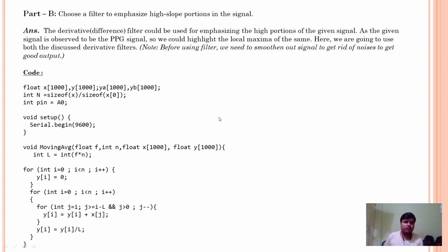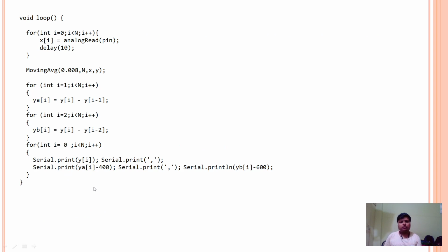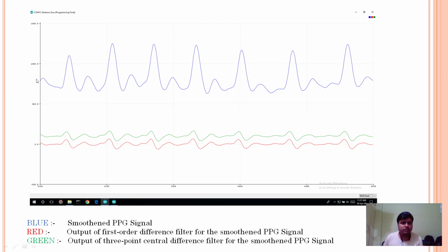The aim of this part is to emphasize the high slope portion, which can be easily achieved through a derivative filter. Here also we are going to use the live recorded PPG signal, which is done using pin A0 of the Arduino Due board, and similarly recording the pulse. Let's see the output of this part B. As you can see, this blue colored signal is the smoothened version of the recorded PPG signal, and the green one and the red one are the first order difference filter output and the 3-point central difference output.